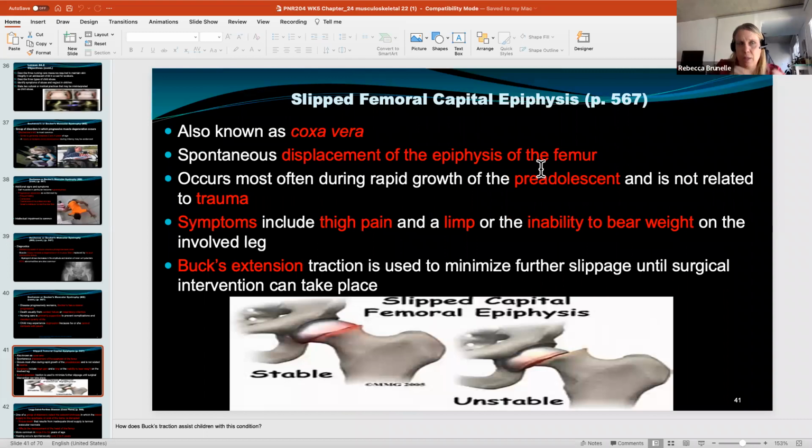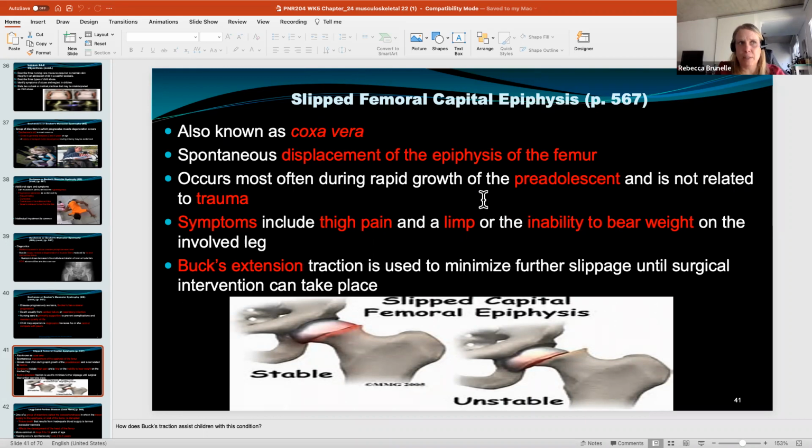This next diagnosis that we're talking about is not congenital. This slipped femoral capital epiphysis is just where the femur head slips out of the hip socket. And we talked about this as one of those things that you may treat with traction. So you'll see Buck's traction here is sometimes used to treat this condition.